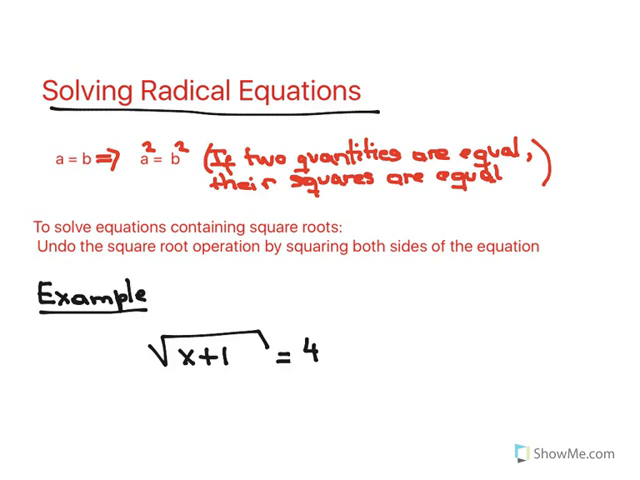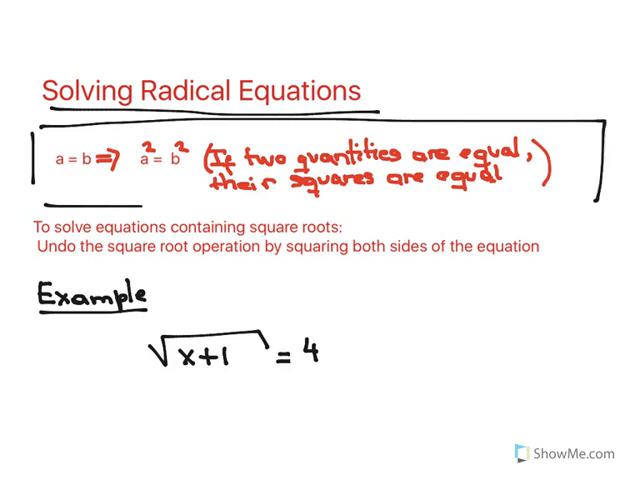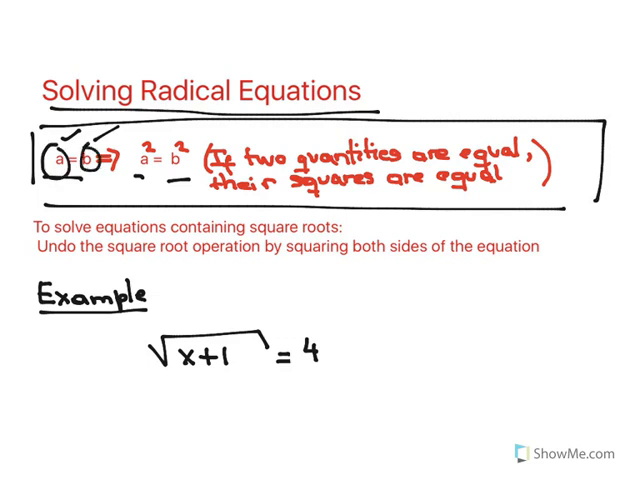So to undo the square root, we're going to square, and we're going to use this property that basically tells me that if two quantities are equal, then their squares are equal. In other words, if two quantities are equal, I can square on both sides and the equal sign stays. Okay, so the first step that I'm going to take to solve equations containing square roots, I'm going to undo the square root by squaring both sides.